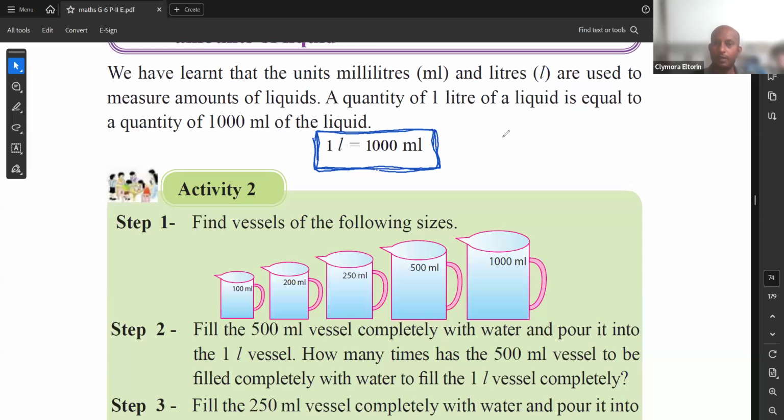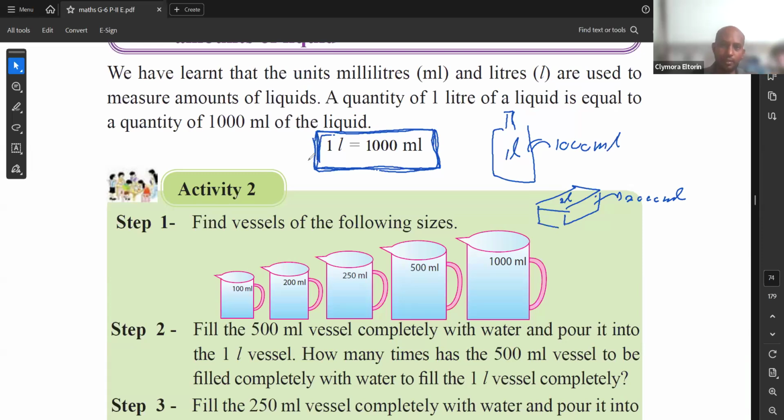This means, if it is mentioned on a bottle as 1 liter, it contains 1000 milliliters. Did you get it? When you go home, if they bring an ice cream cup of 2 liters, how many milliliters are there? 2000 milliliters. Correct?